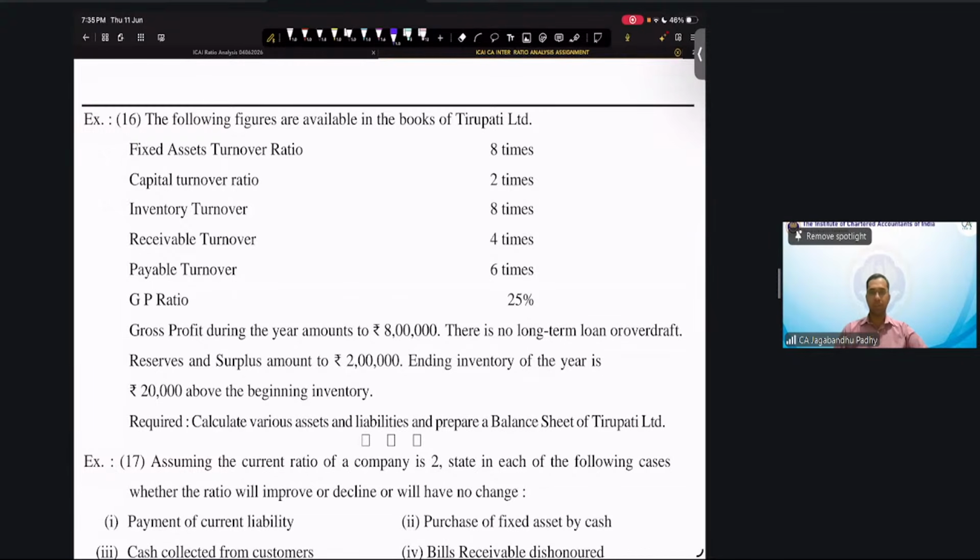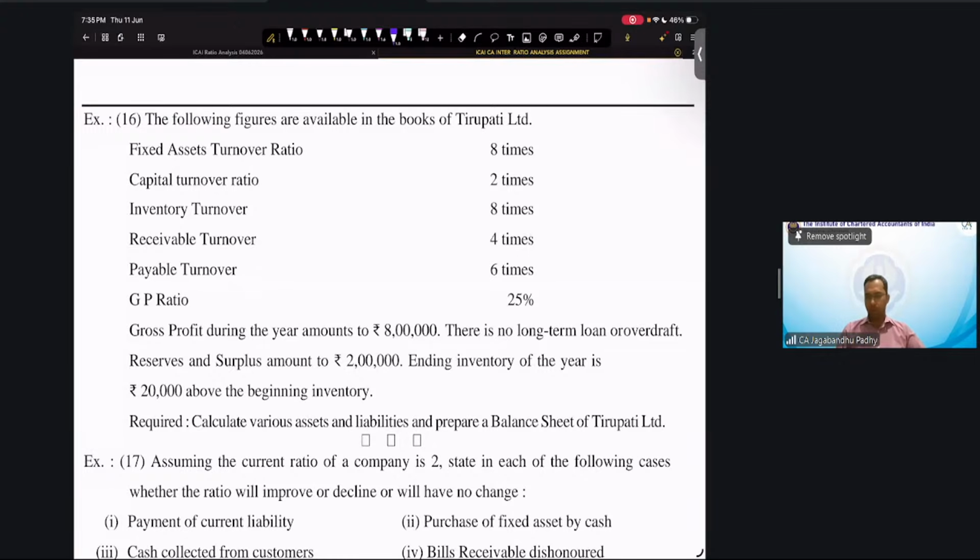Yes, question 16, everyone. Will you try it or shall I solve it? Will you solve it? Question number 16.